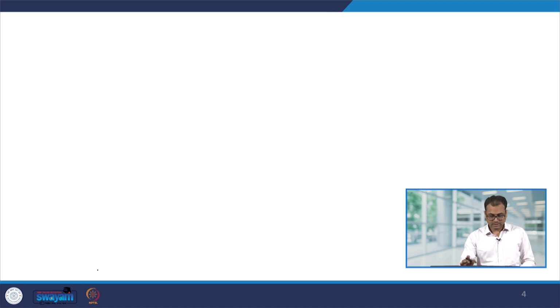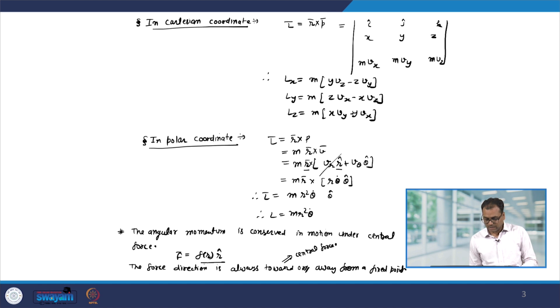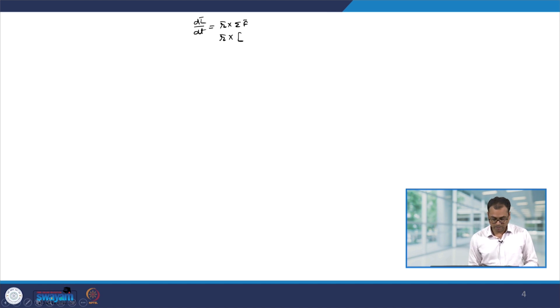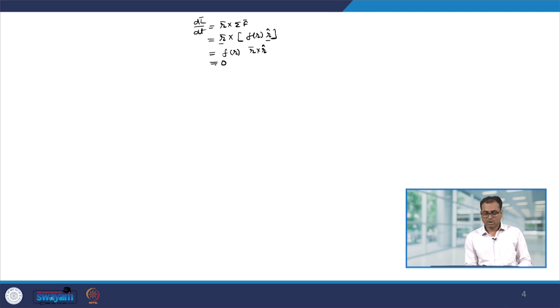So, just now we proved that dL/dt is r cross F, and F is the central force, therefore it is going to act in the r cap direction and it will have this functional form. So, let me put F equal to F r cap. Now, vector r cross r cap, they are in the same direction and there is a cross product, therefore it will be 0. So, F(r) into r vector cross r cap will give you 0. That means that dL/dt is 0, therefore L is conserved, or the angular momentum is conserved.